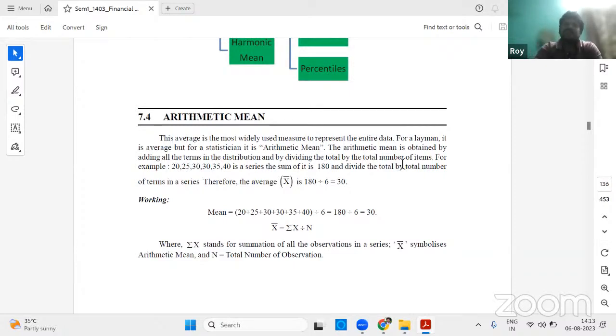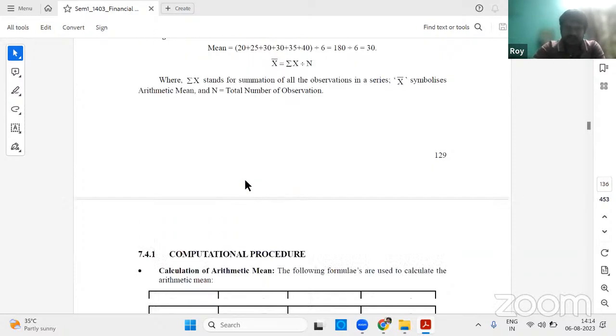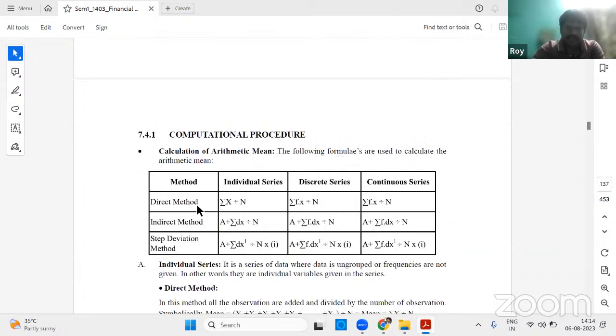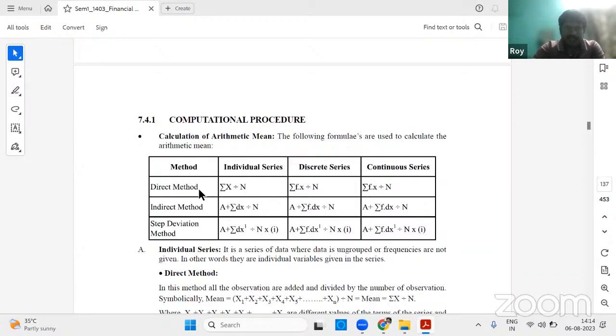What is average, sir? If people don't know, a layman, you can say average. And people who have studied quantitative analysis should say AM, arithmetic mean. Okay, that is it. Arithmetic mean is obtained by adding all the terms and dividing. This is the mean. Not going into that again, already we discussed. Next one, calculation of arithmetic mean, direct method. Sum of x means all the numbers 1, 2, 3, 4, 5 divided by 5.